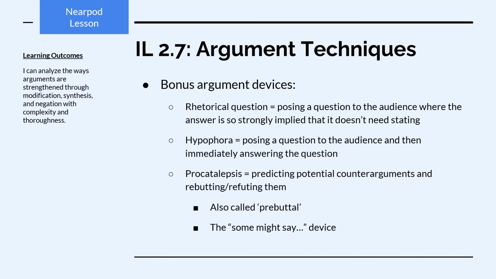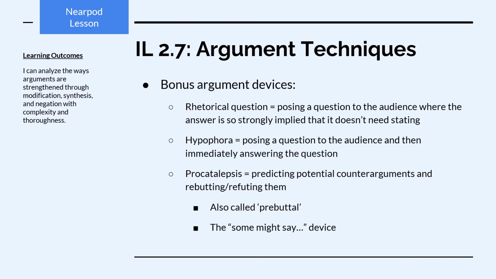Here now are some bonus argument techniques or devices that you can use in your rhetorical analysis. We'll start with rhetorical question, which is posing a question to the audience where the answer is so strongly implied that it doesn't need actually answering. Okay. Hypophora is another common device. That's posing a question to the audience and then immediately answering that question. I think earlier in the video I pointed out paragraph 10 is just one really short rhetorical question. Actually, that's probably more like hypophora than rhetorical question, because Heidi Schlump asks that question and then immediately answers it in the next 2 paragraphs.